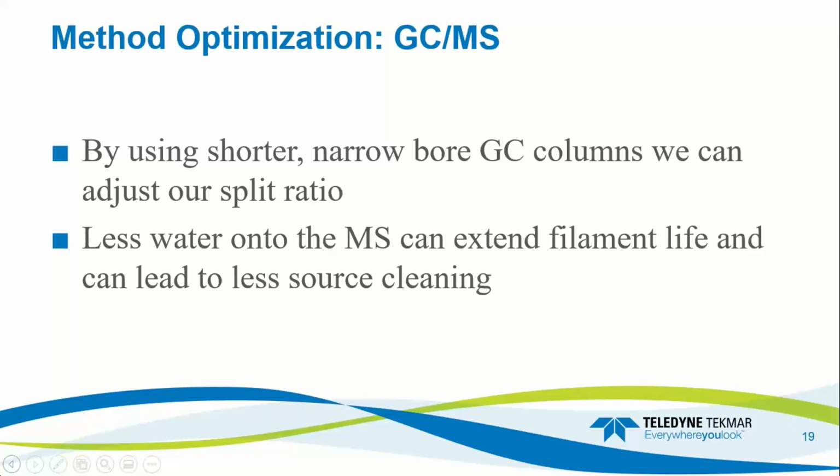A higher split ratio means less water going into the inlet and onto the column, but it also means less of our target compounds are going there as well, because those can go off to vent. If we have our split ratio set too high, we will start to lose analytical sensitivity. Less water going into the GC column means less water that's getting into the mass spec as well, and this can extend filament life and allows for less source cleaning, which is a huge time saver because that is a long process.